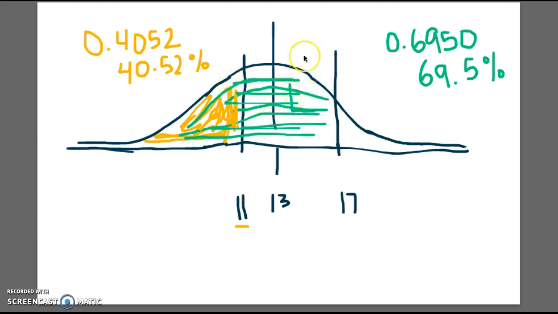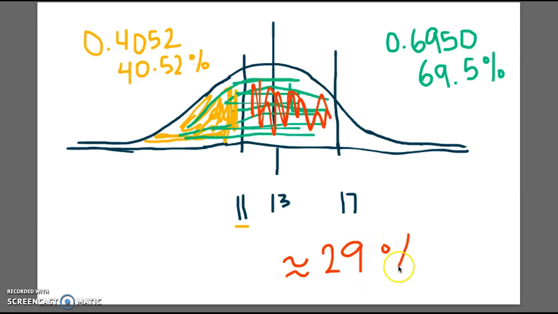Okay, so we want to find this area in between 11 and 17. Do you see this area in between here? If I want to find that area, all we do is subtract the 69.5 and the 40.52 percentages, and we get approximately, I'm rounding, 29%.